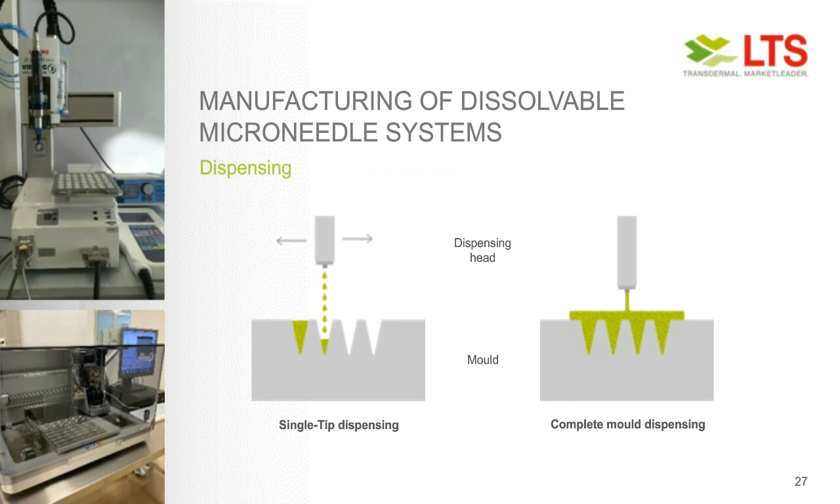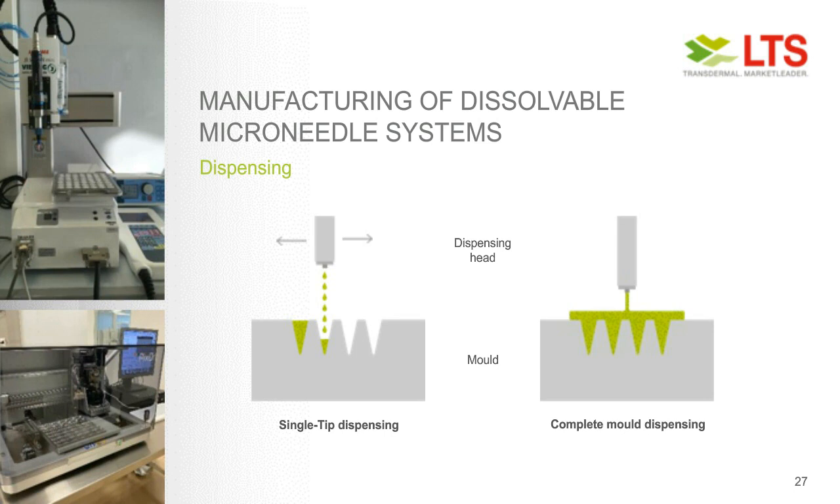Basically, we have two general principles for how we can dispense, meaning how we get this into our so-called molds. The mold is the negative of a needle, basically, and on the left side we have single tip dispensing, where we move our dispensing head, which is something you may know from inkjet printing. You move over a cavity, you dispense, you move to the next cavity, you dispense, until the microneedle array is completely dispensed.